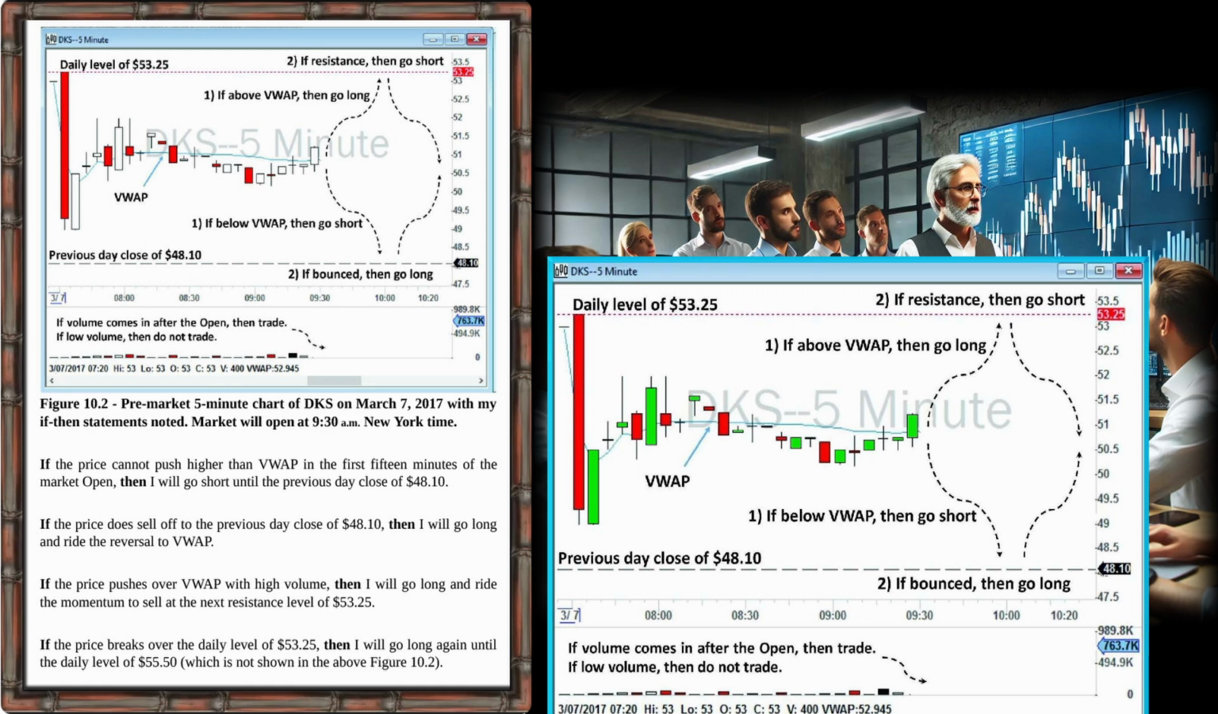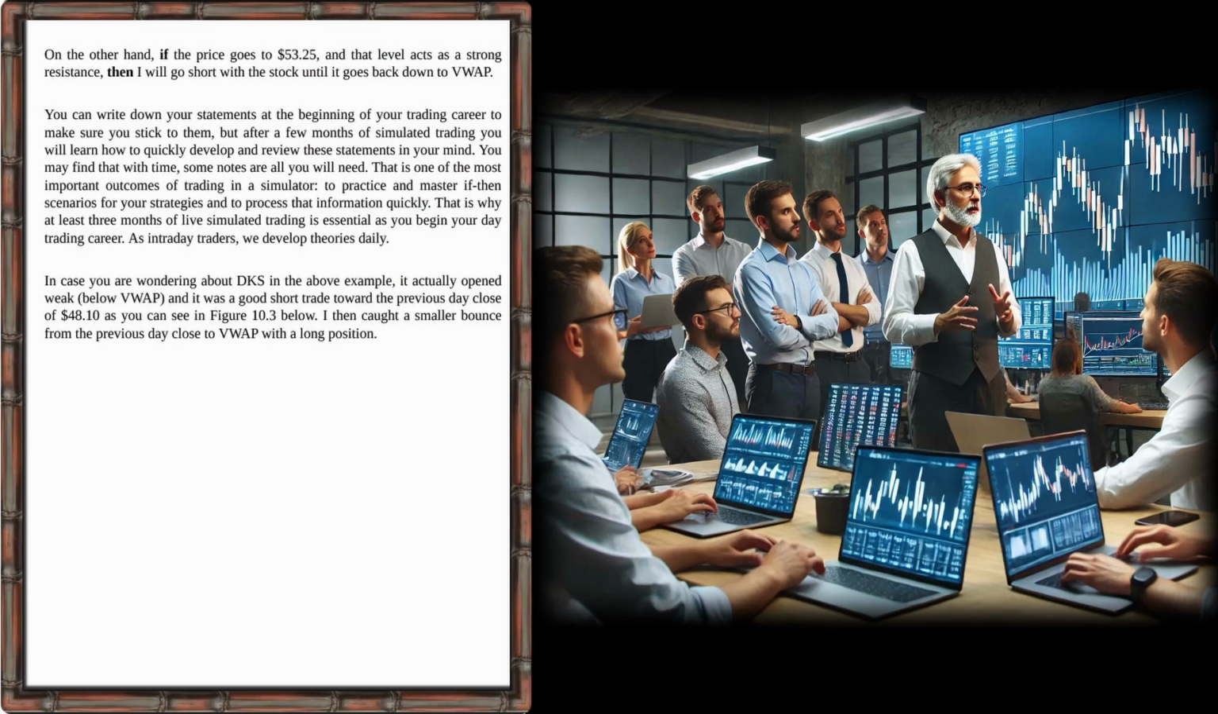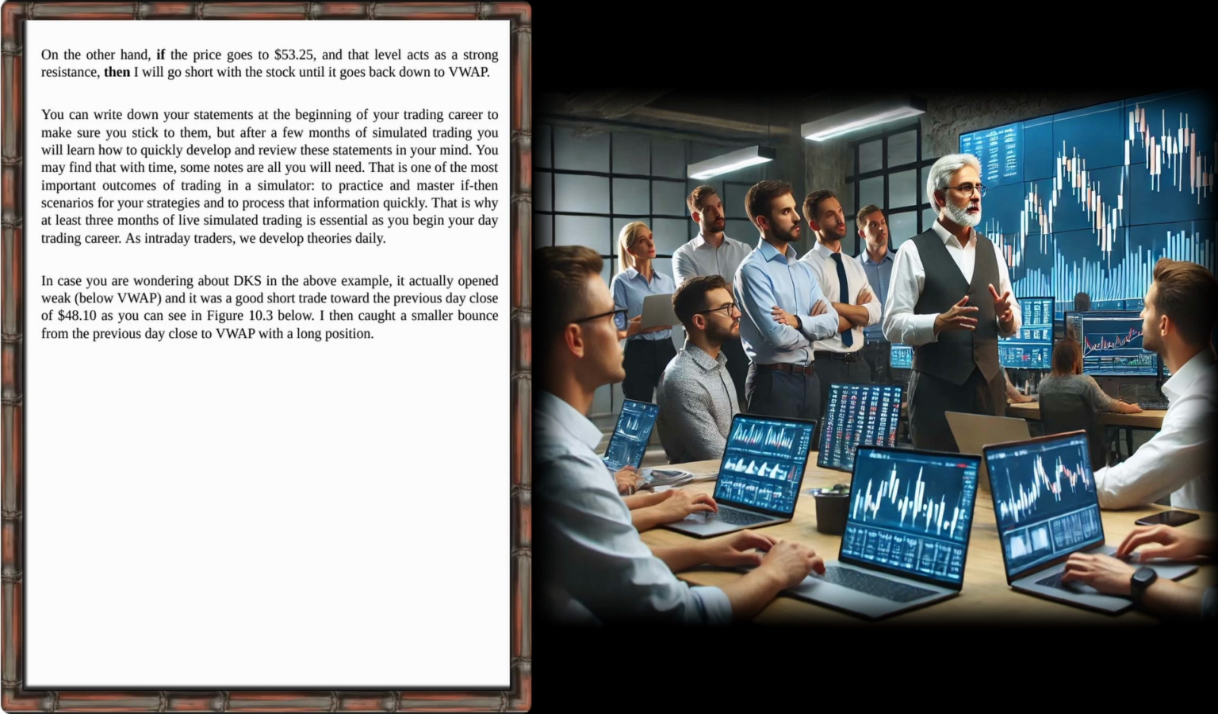If the price breaks over the daily level of $53.25, then I will go long again until the daily level of $55.50, which is not shown in the above figure 10.2. On the other hand, if the price goes to $53.25, and that level acts as a strong resistance, then I will go short with the stock until it goes back down to VWAP.